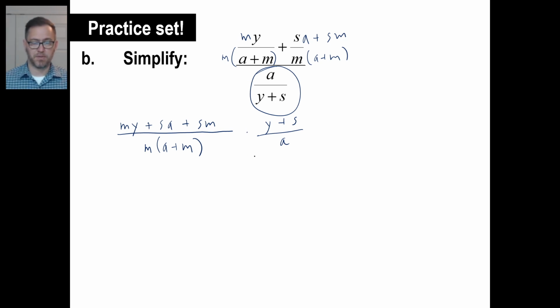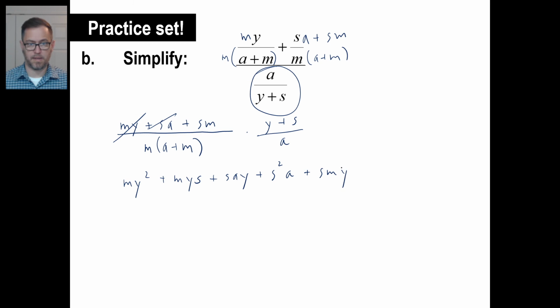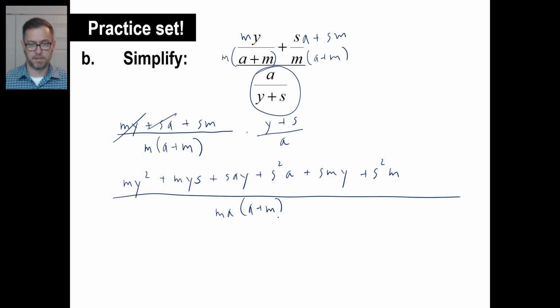All right, let's just go ahead and we'll do the top first. My times y is my squared. My times s is mys. Done. All right. Sa times y is, oops, I'm not done with that yet. Sa times s is s squared a. All right, sm times y is smy. Sm times s is s squared m. And the denominator is m. I'll just put m times a like that, and then put a plus m. And there you go. Not a very fun looking fraction, but that's how you do it.